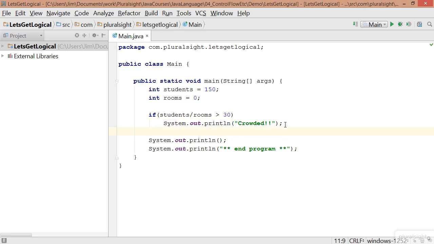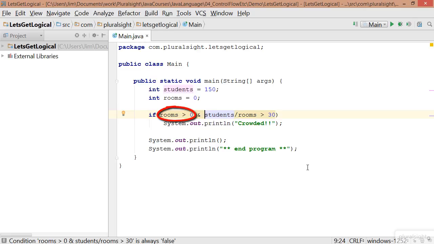Now, of course, one of the issues I have is, what if rooms is 0? Again, you can't legally divide by 0. So what I really want to say is that if rooms is greater than 0 and students divided by rooms is greater than 30, then I'll print out that message. So I'll put in rooms greater than 0 and students divided by rooms greater than 30, so that we do both tests. Rooms is greater than 0, so it's going to be a valid division, and then the result of the division. So let's go ahead and run this.